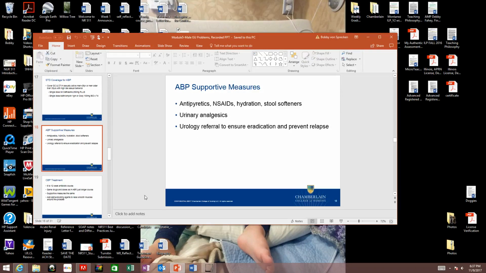Supportive measures for acute bacterial prostatitis include antipyretics, NSAIDs, hydration, and stool softeners as needed. Urinary analgesics such as phenazopyridine and Flavoxate are also used. Urology referral is made to ensure eradication and to prevent relapse.